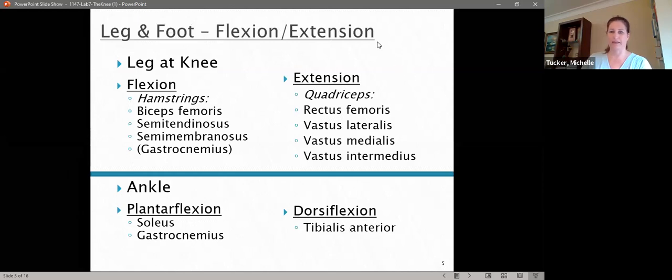And then if we are looking at the leg, at the knee, for flexion, we have those 3 hamstrings. We have biceps femoris, semitendinosus, and semimembranosus. And then for extending the knee, the quadriceps group, rectus femoris, vastus lateralis, and vastus medialis. And then if you go deep to rectus femoris, vastus intermedius. At the ankle, we have soleus and gastrocnemius doing plantar flexion. Their antagonist is tibialis anterior performing dorsiflexion.